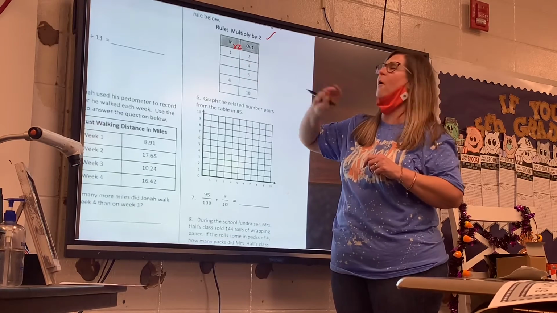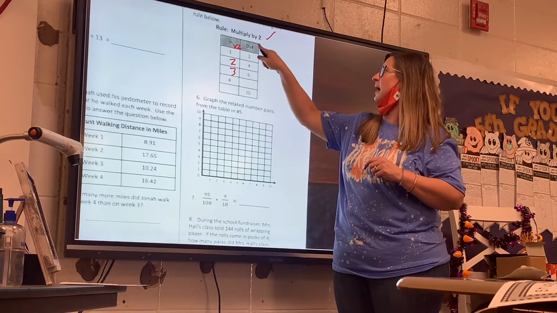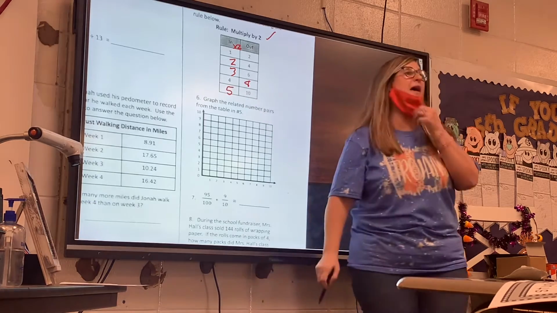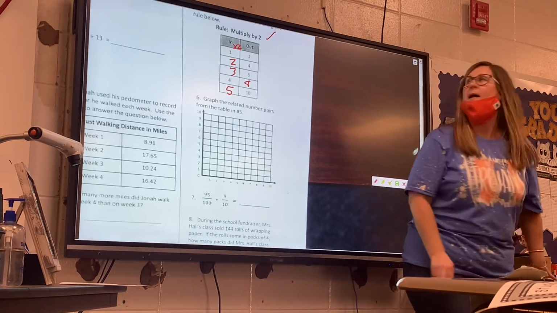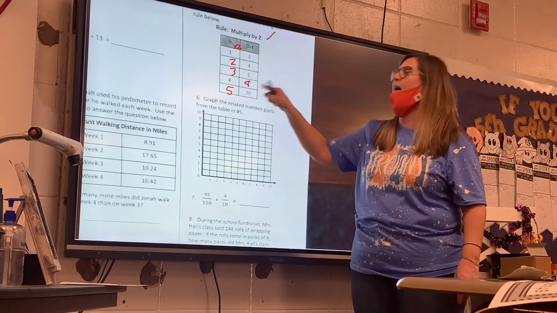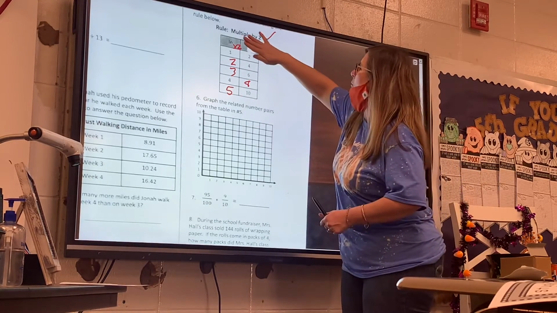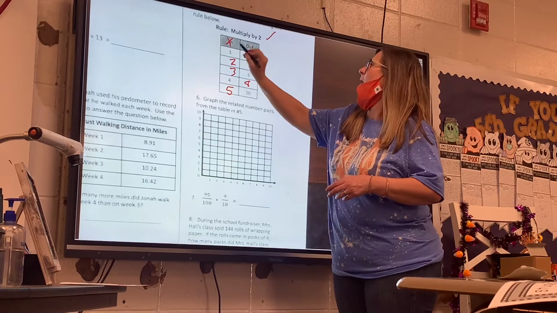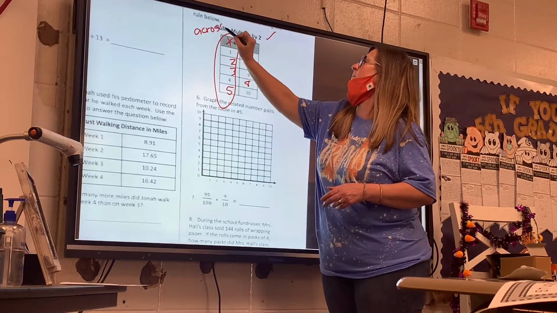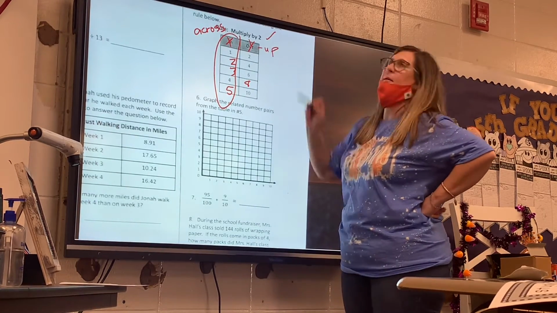What times 2 is 4? 2. What times 2 is 6? 3. 4 times 2 is? 8. What times 2 is 10? 5. Okay, now look at my ordered pairs. I've got 1, 2, 2, 4, 3, 6, 4, 8, 5, 10. This first number is what? X. All of these numbers are X, which means to go across. All of these numbers are Y, which means to go up.